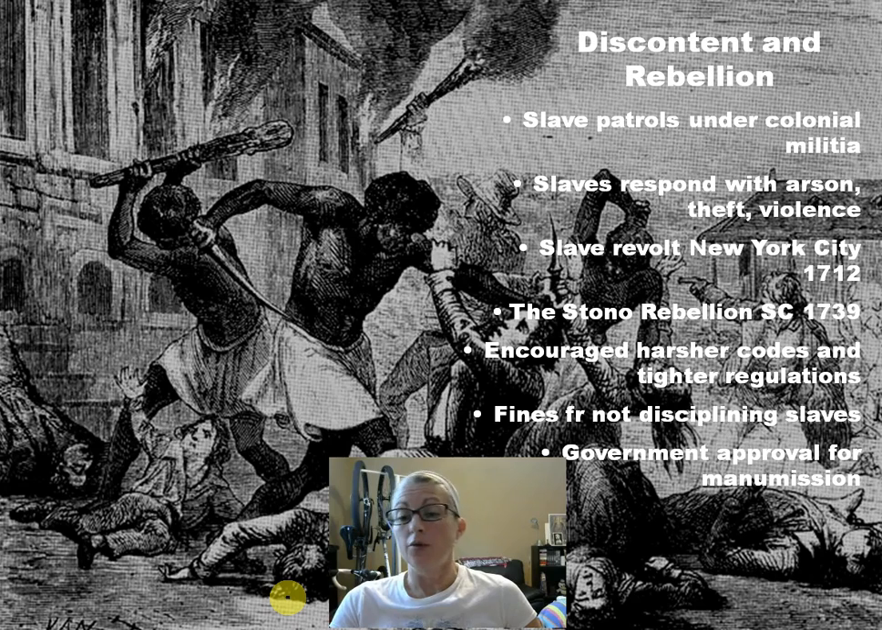Well, now you have stricter rules in South Carolina, and you'll have this in other places as well, where the local governments will fine the plantation owners for not disciplining their slaves if they did something they weren't supposed to do. We're really looking at tightening the grip on slavery as a result of these early rebellions. The Stono Rebellion in South Carolina, the one in New York City in 1712. And then also the issue of freedom.